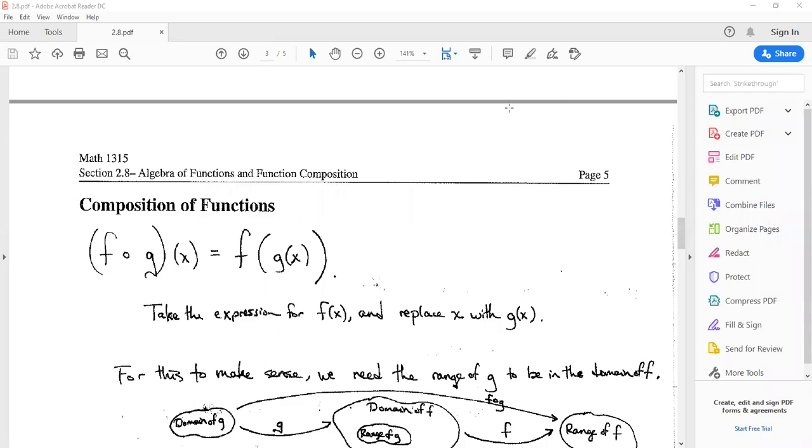All right, welcome back. Now it's time to talk about composition of functions. This is another way to combine two functions. It's a little bit more novel than the other ways that we had previously combined them in the last video. So the composition f of g of x, that's how this is read. This little circle here, you can read it as f of g.